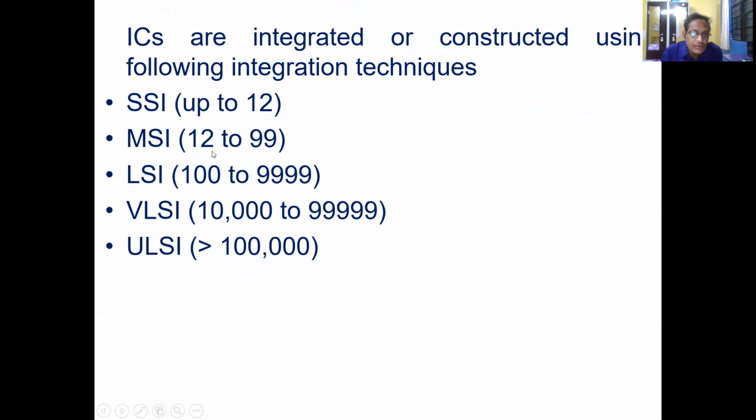Medium scale integration has up to 100 components, large scale integration up to 10,000, VLSI, very large scale integration, up to 1 lakh, then ultra large scale integration more than 1 lakh. So these are the components fabricated in a single IC, and according to that they are classified as SSI, MSI, LSI, VLSI, and ultra large scale integration.